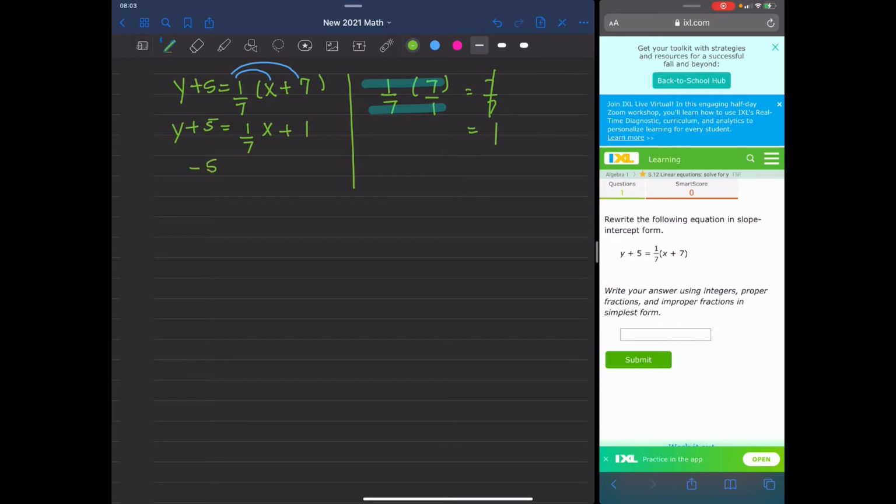Subtract 5 from both sides. Y equals 1/7x minus 4.